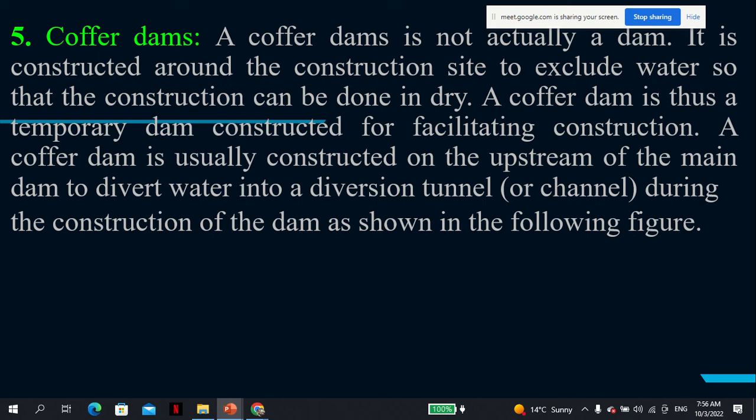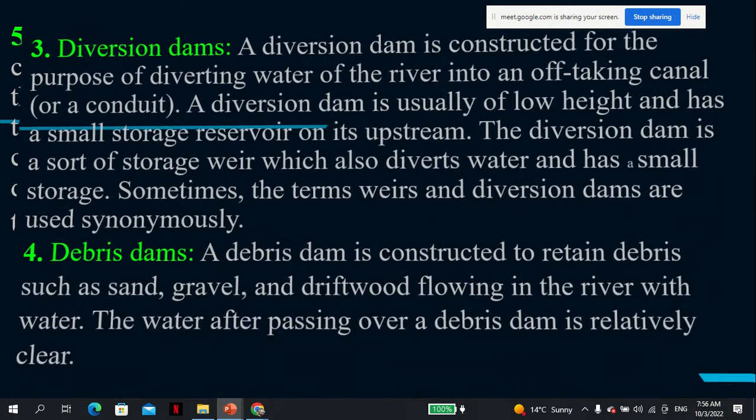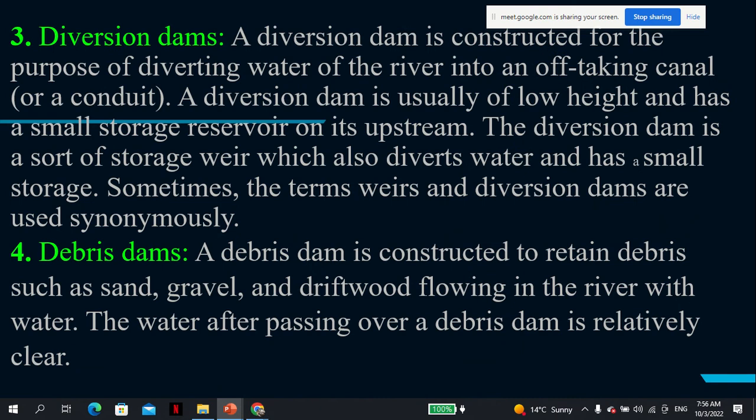Now don't confuse them. With a cofferdam, you want to keep water away temporarily. You need to work very fast, and then you can resume and restore water to the channel. Now a diversion dam, in fact, this is a question likely to come in the exam. A diversion dam is constructed to divert water from the channel.